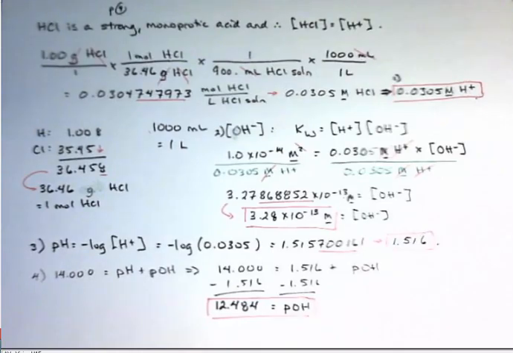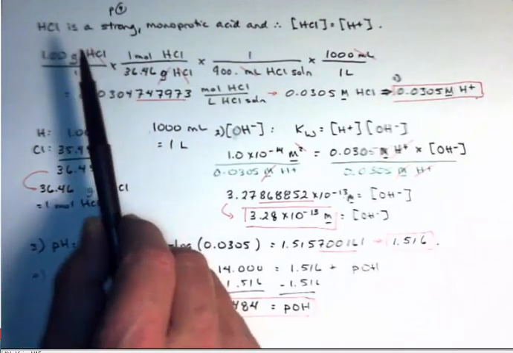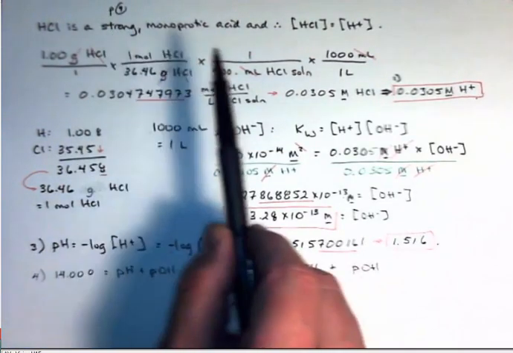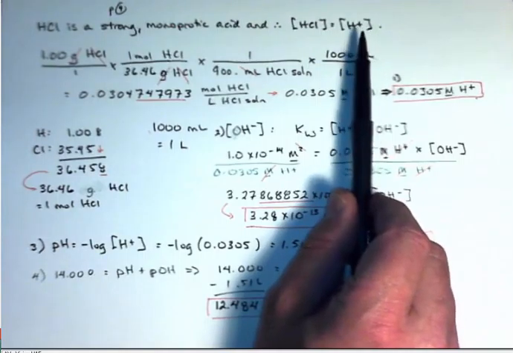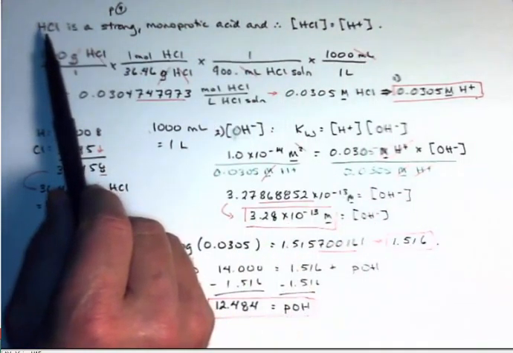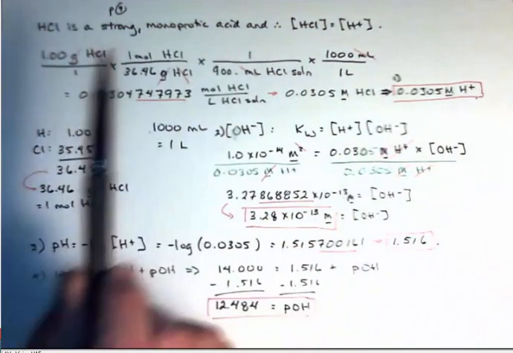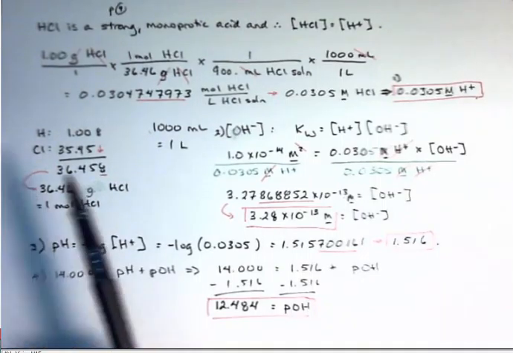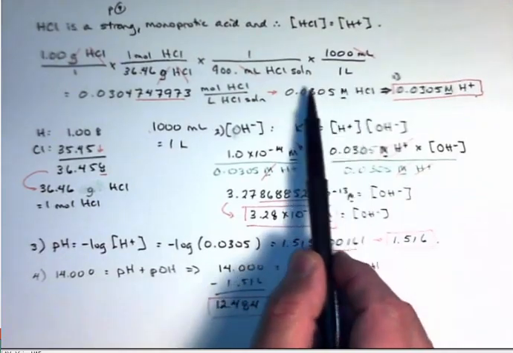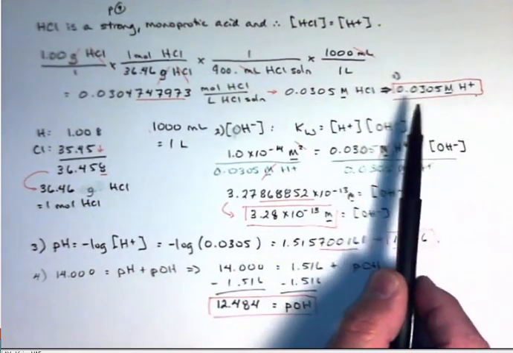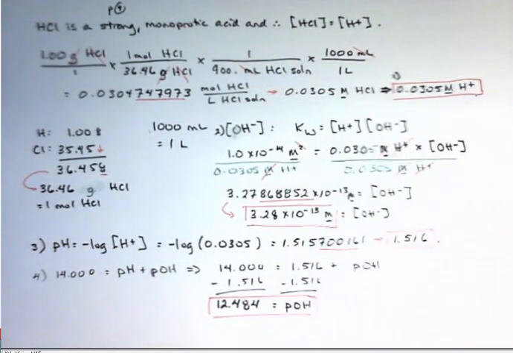All right, does everybody see what I've done here? I've justified the claim that the molar concentration of HCl is going to equal the molar concentration of hydrogen ions by stating that HCl is a strong monoprotic acid here, okay? So that whenever I write down here that this molar concentration is also this molar concentration, I have a reason to justify that answer, okay?